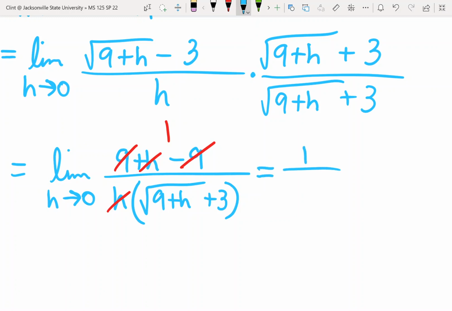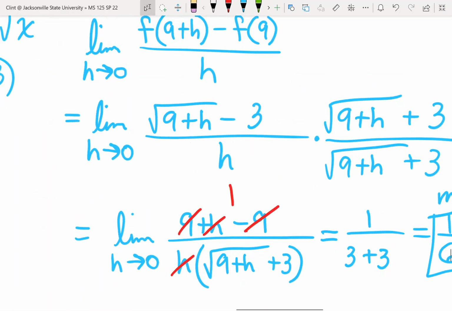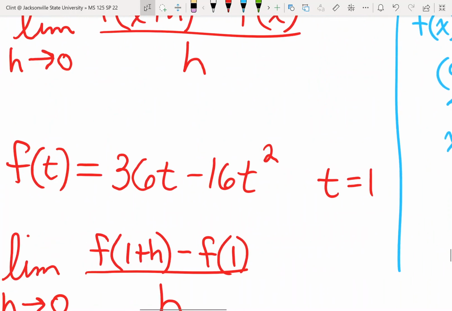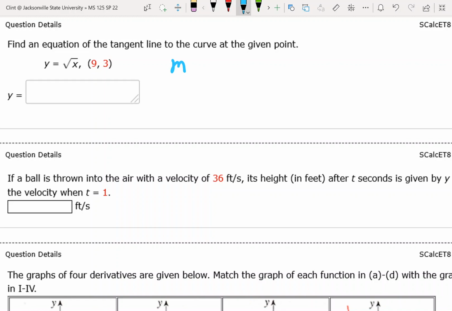So what's our limit? We plug in 0 for h. We get square root of 9, 3 plus 3. Yeah, 6. Our slope. That's not horrible. I just don't remember us doing a lot like that. And then to finish out, our slope is 1 over 6.